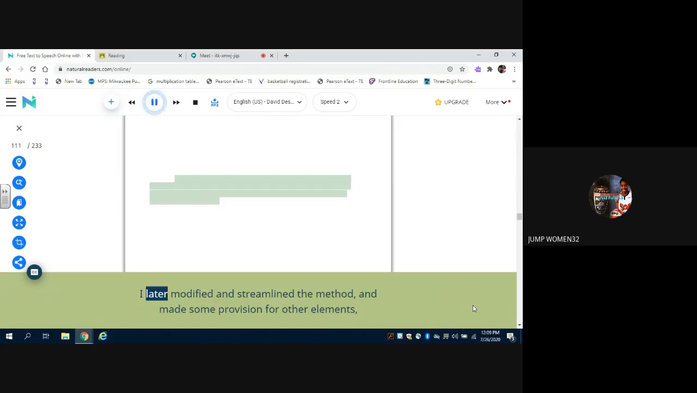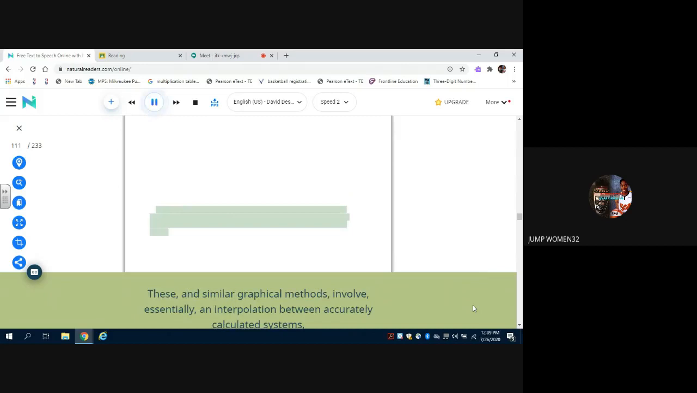I later modified and streamlined the method, and made some provision for other elements, and published it in 1955 as the NARTS method of performance calculation. These, and similar graphical methods, involve, essentially, an interpolation between accurately calculated systems, and they gave a fairly good approximation of the results of a shifting equilibrium calculation.